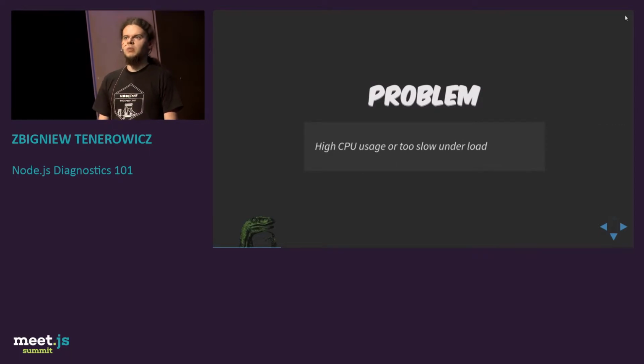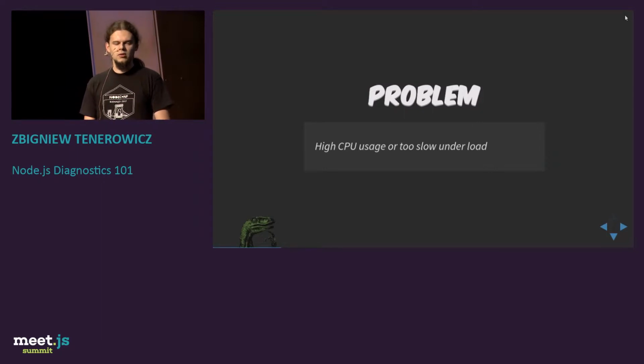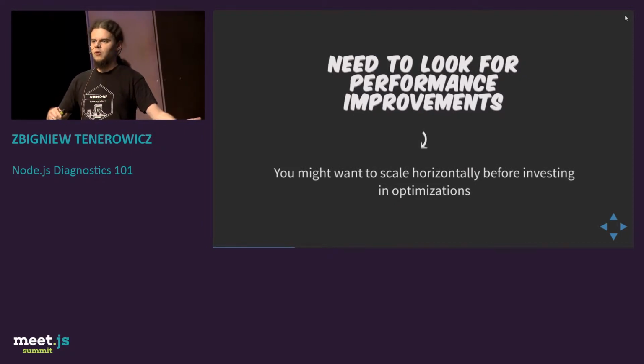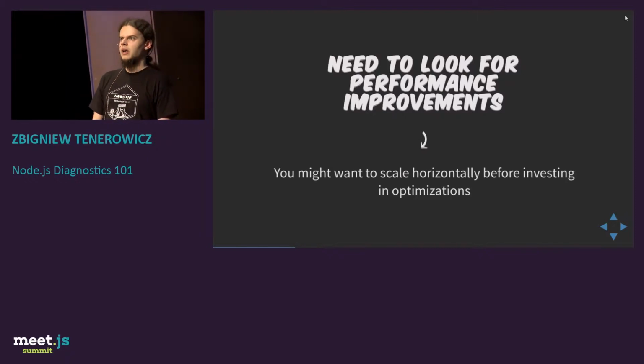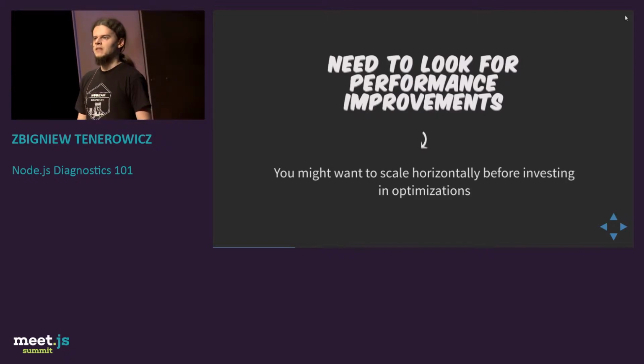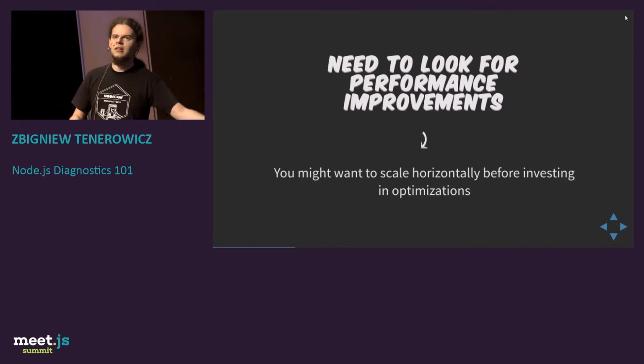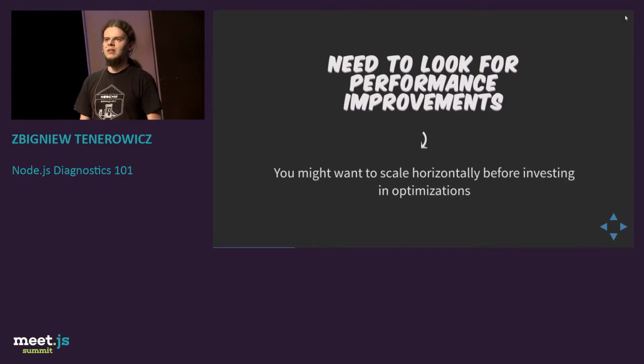Let's go through some problems and ways to diagnose them and to find out where they're happening. So the first problem is general CPU performance, slowness in general. So you might want to look for performance improvements, but not necessarily. As my Java developer friend would always say, developers are more expensive than hardware.